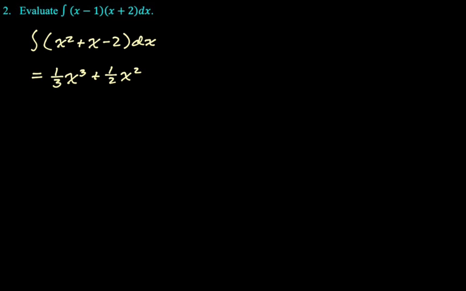And then we have negative 2x to the 0. Add 1, we get x to the first. Reciprocal is 1, so we just get negative 2x. But then we have to write plus c because any constant could have been there. Its derivative would have been 0.